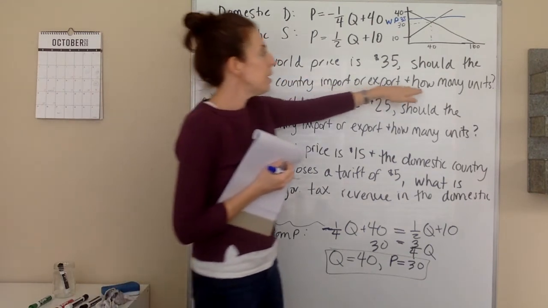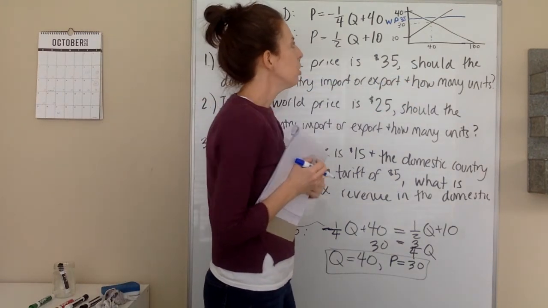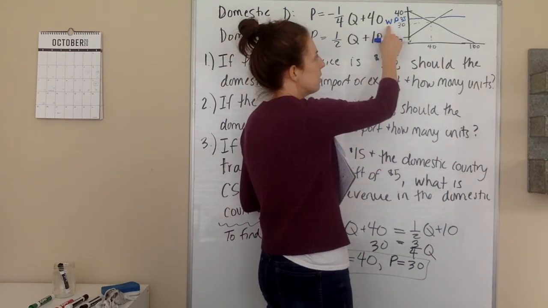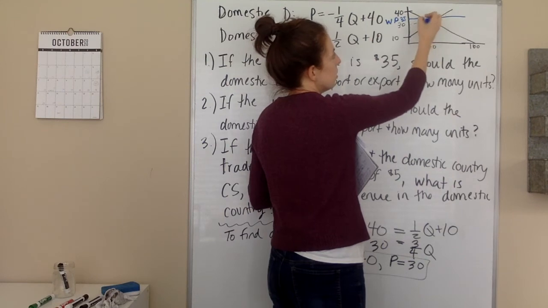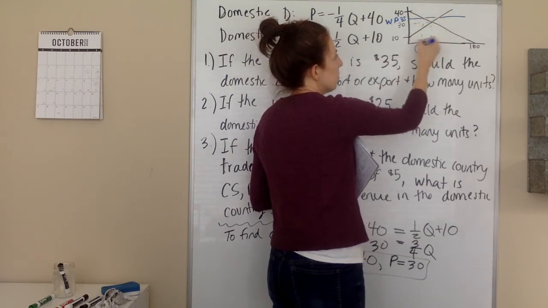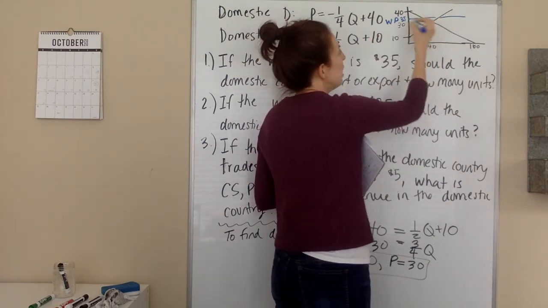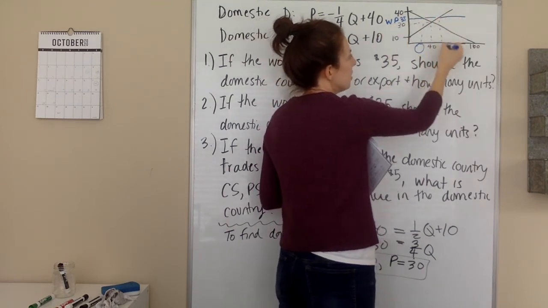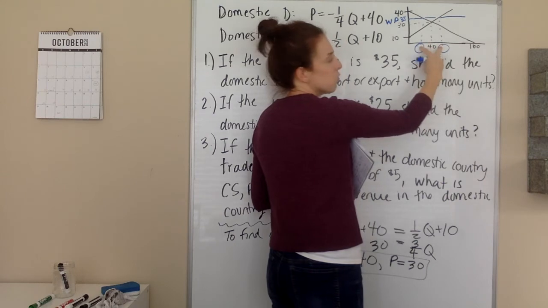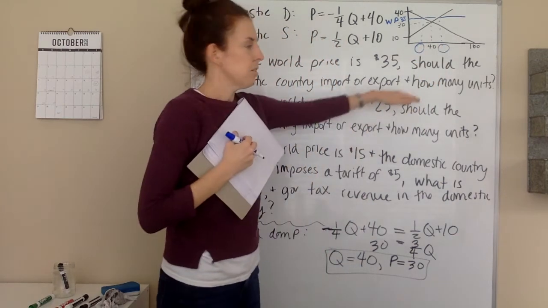And then to answer the how many, you would take this world price of 35 and plug it into the domestic demand equation to get a number there. You would plug the 35 into the domestic supply equation to get a number there. You would subtract these two numbers, and that answers how many.